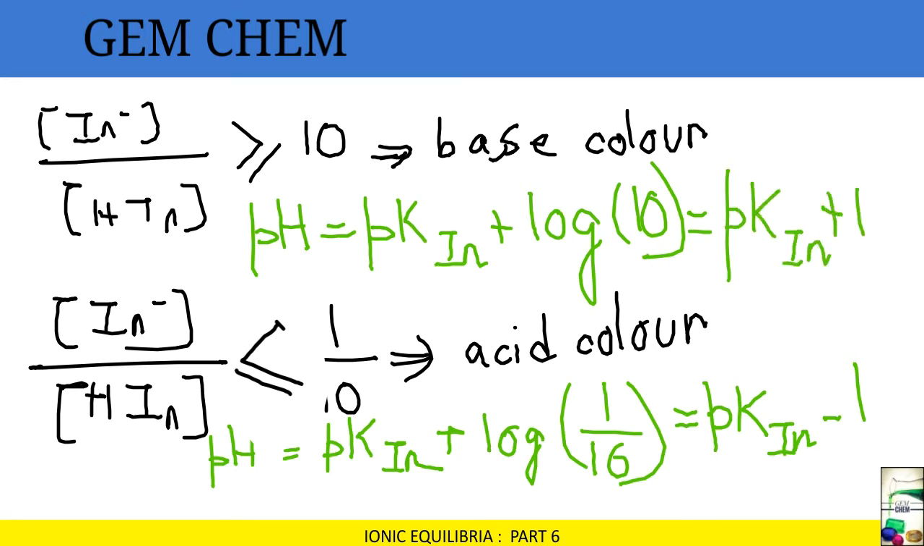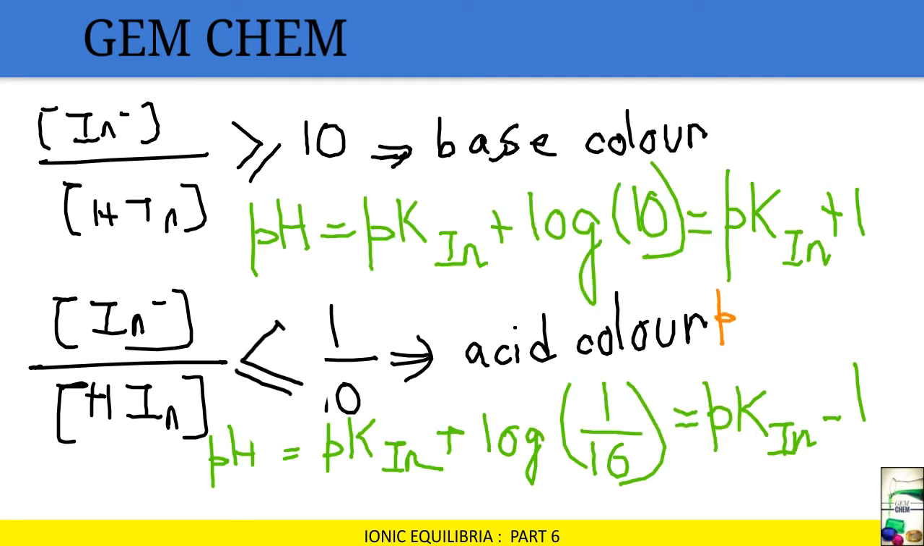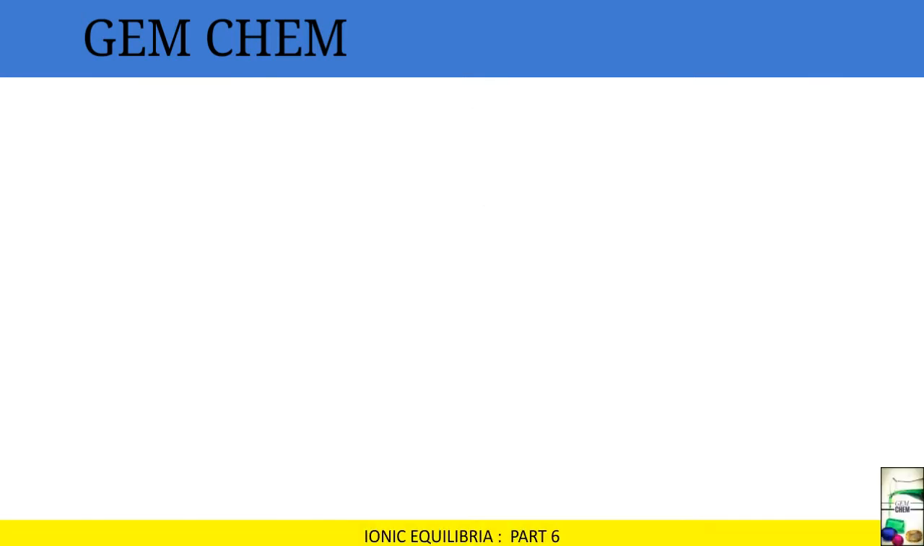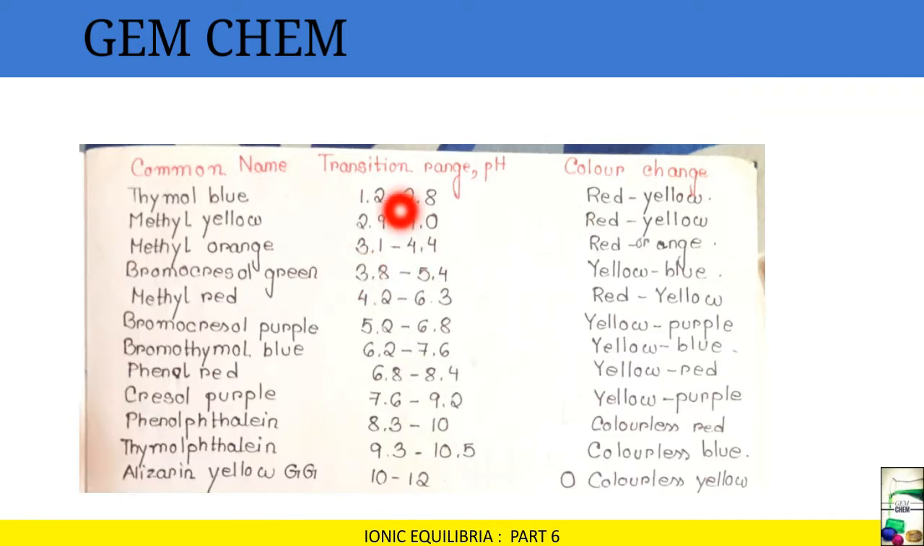Now we have obtained a color change interval which we can perceive with our eyes. Okay, what is the color change interval? It is this one. See, pH equals pKIN plus or minus 1. This is the color change interval. Now we will see a few examples of indicators and also their pH range.